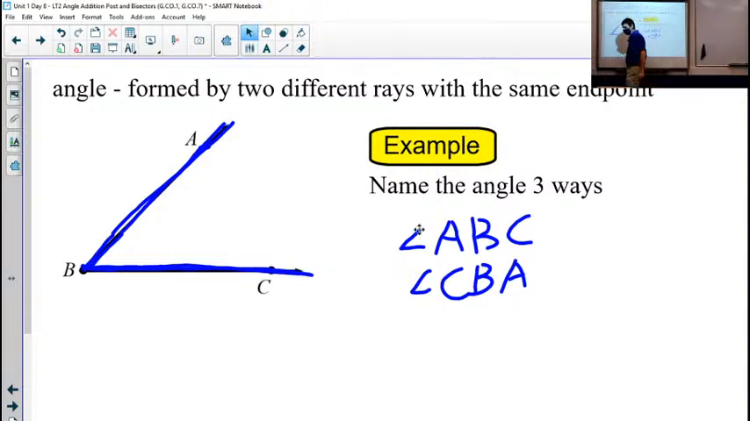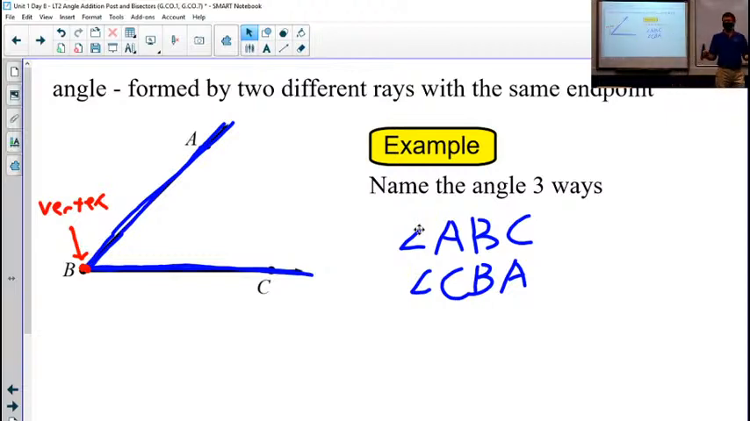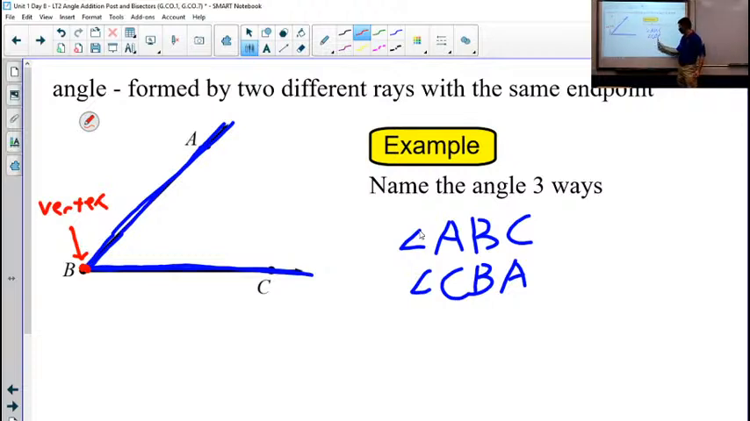One word that I want to introduce here is the vertex. I said that if we have two rays that start at the same point and then come out in different directions, that original point that the rays go out from, so point B in this case, this point that the angle originates from, is called a vertex. So the vertex is the point that the angle originates from. And when we label these angles, if we do it correctly, then the vertex should end up being in the middle. Vertex in the middle, vertex in the middle.